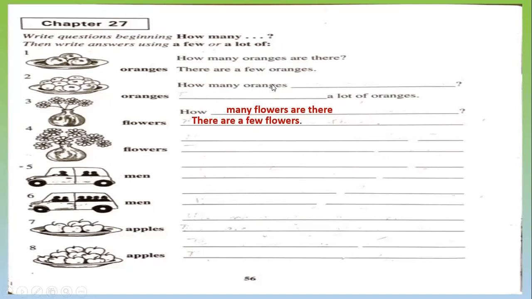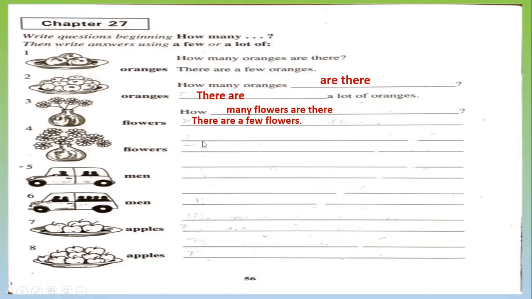How many oranges are there? You have to complete this now. They are saying start the answer with there are and using a few or a lot, because here few oranges, so we use here there are a few. Now the answer, there are a lot of oranges. In number 3, how many flowers are there? There are a few flowers.